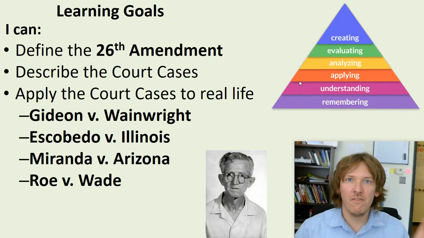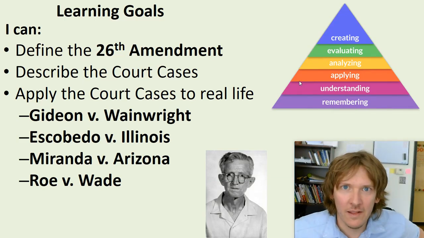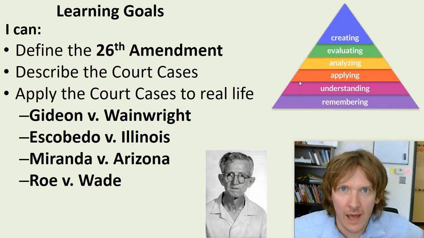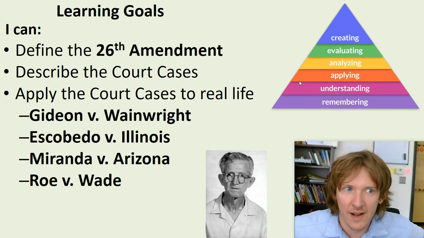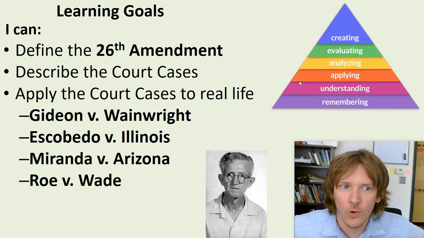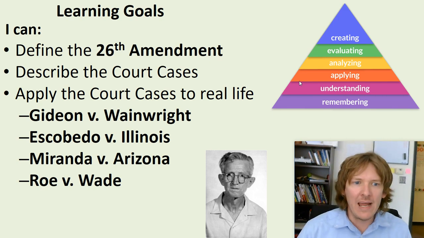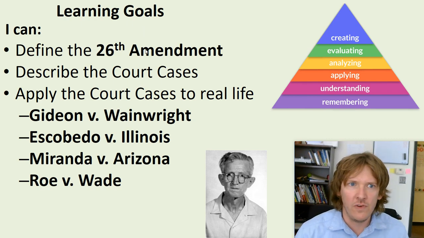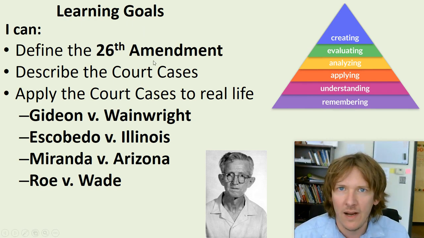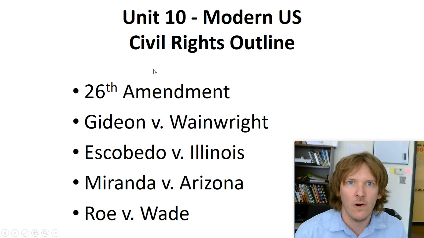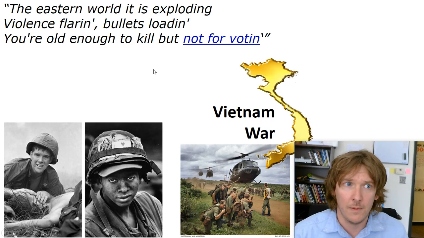This is it, the final video in the American History 2 AP curriculum. We're going to talk about modern rights, the 26th Amendment, and then some court cases: Gideon versus Wainwright, Escobedo versus Illinois, Miranda versus Arizona, and Roe v. Wade. Let's do it. We made it here finally, folks. Those are the cases and amendments we're going to talk about.